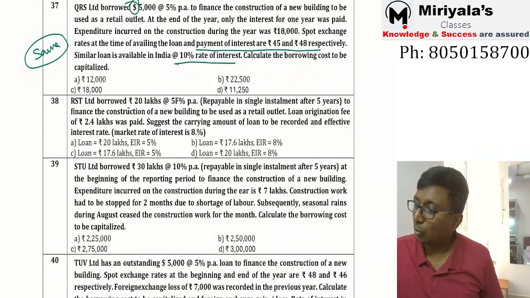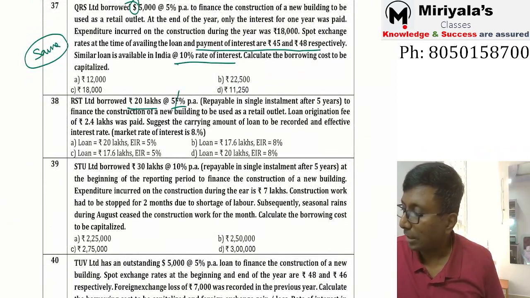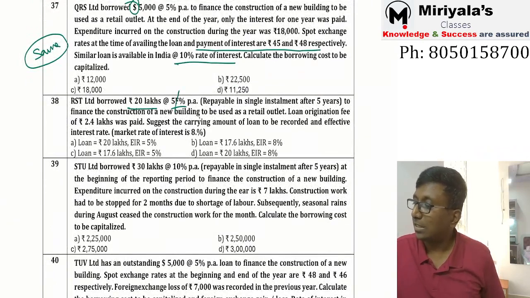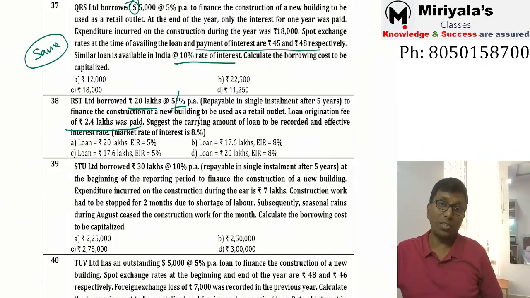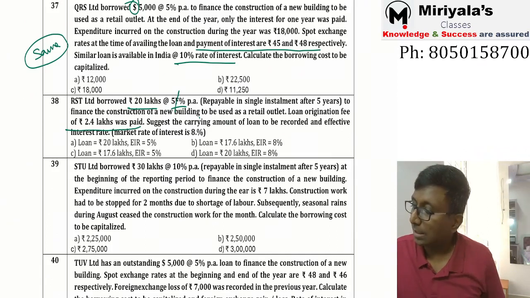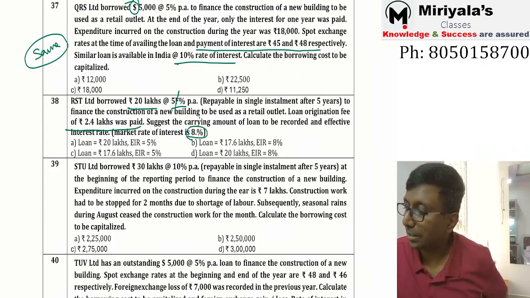RST Limited borrowed 20 lakh rupees at 5 percent per annum, repayable in a single installment after 5 years to finance the construction of a new building to be used as a retail outlet. Loan origination fees of 2.5 lakh rupees was already paid. Okay, so there is some processing fee. Suggest the carrying amount of the loan that should be recorded and the effective rate of interest when the market rate is equal to 8 percent.